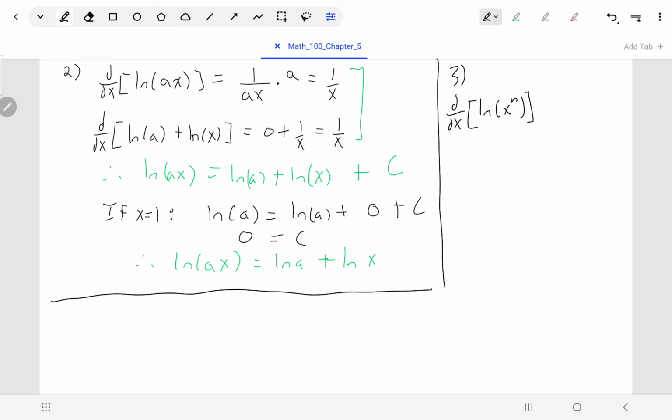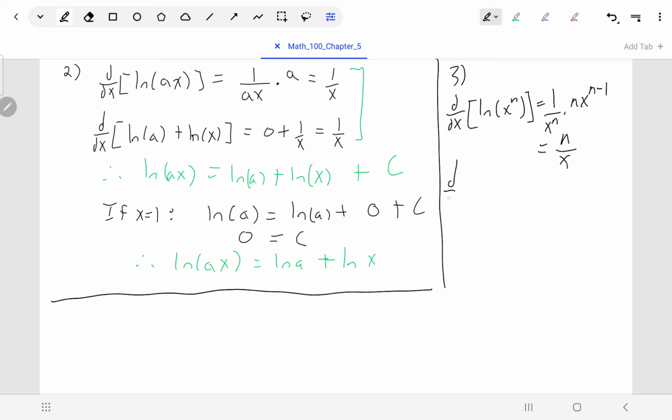If we're doing this, chain rule says you'd have, for the natural log part, 1 over whatever it's the natural log of, and then multiplied by the derivative of the inside. And for that, I would use power rule. The power comes down, and the power gets reduced by 1. If I clean things up, a bunch of x's will cancel, and I'll be left with n in the numerator and x in the denominator.